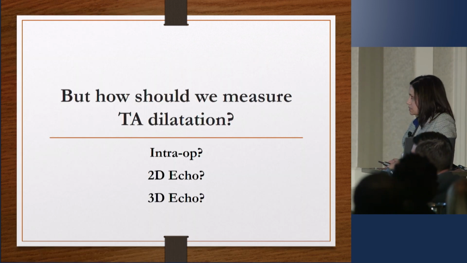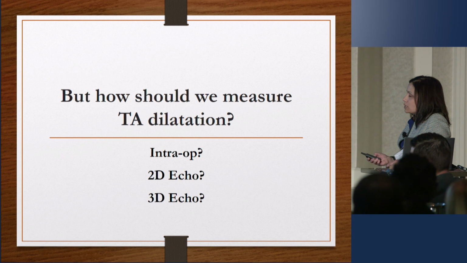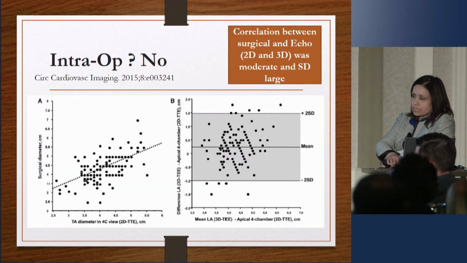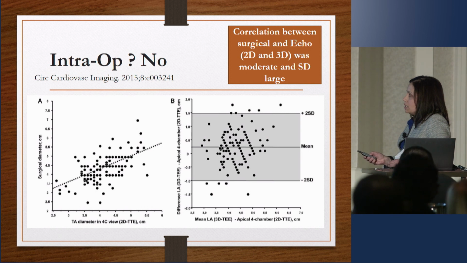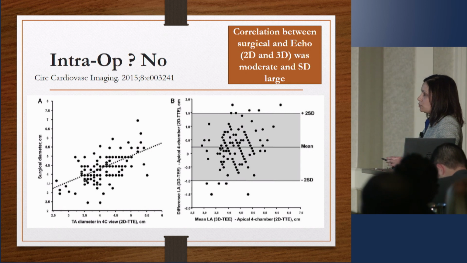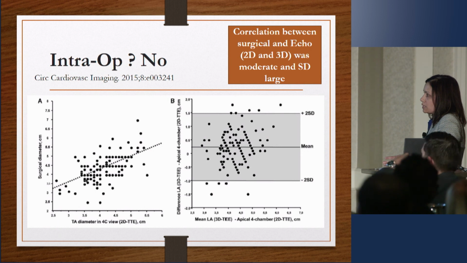But the question becomes, how should we measure tricuspid annular dilatation? Should it be an intra-op thing? Should the surgeon measure it? Should it be 2D echo or 3D echo? A recent study published in Circulation Imaging last year showed that if you measure the tricuspid annulus intraoperatively by the surgeon, there is a moderate correlation with the tricuspid annular diameter we obtain on the apical 4-chamber view. And it's actually the apical 4-chamber view on transthoracic echo that is recommended in the valvular heart disease guidelines as the place to measure your tricuspid annulus.